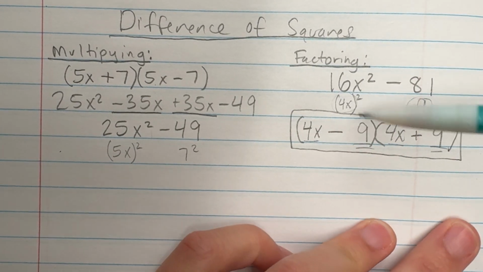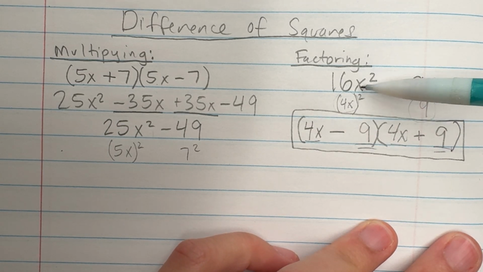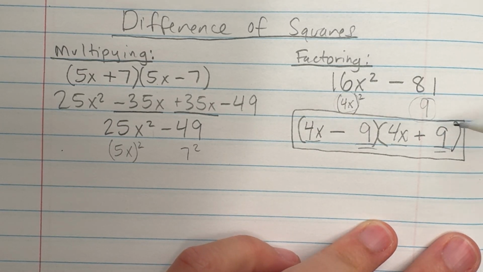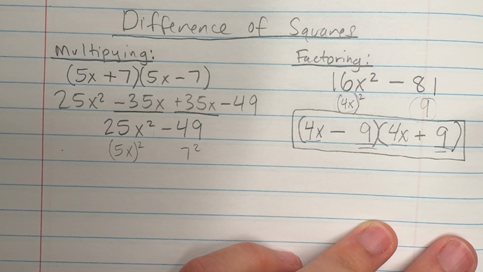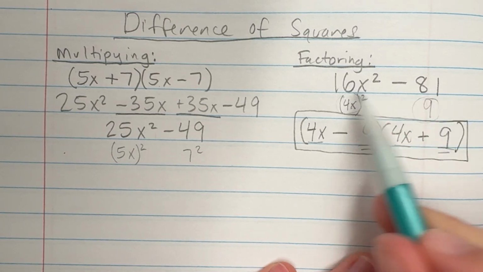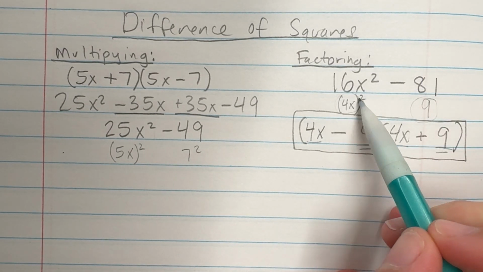And the reason is 4x times 4x will be 16x squared. But then look, I'll get plus 36x minus 36x. Those two will just subtract to be 0. And then negative 9 times positive 9 will be negative 81. And I'm done.